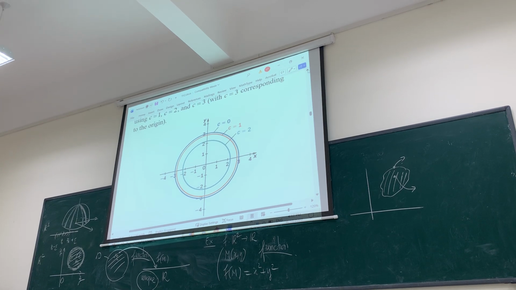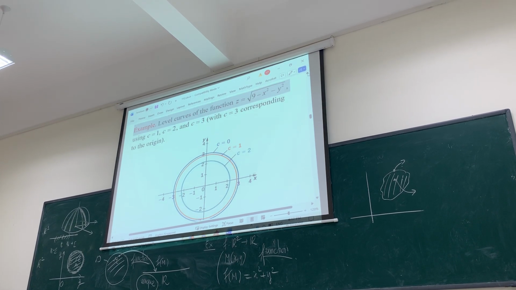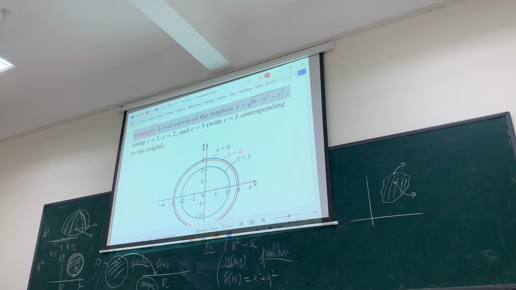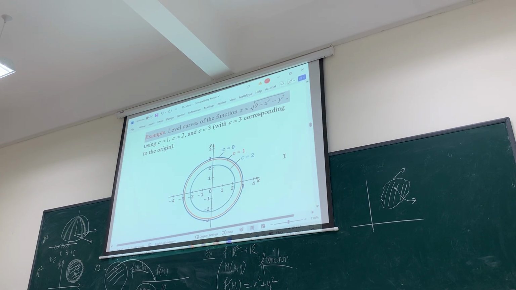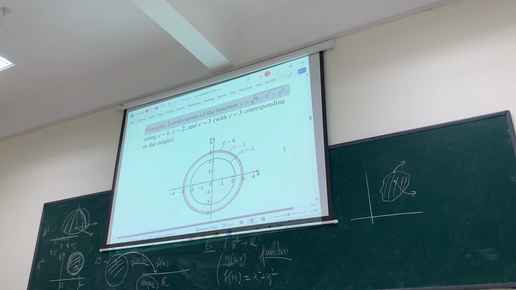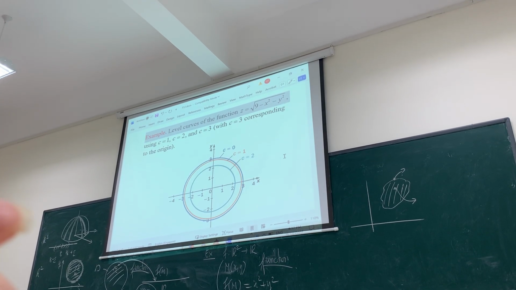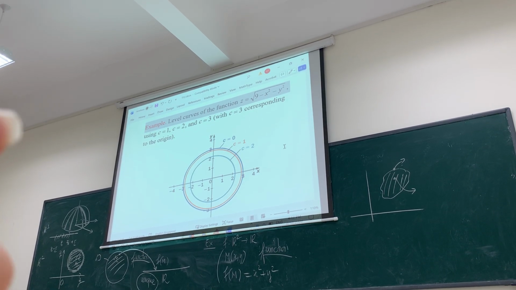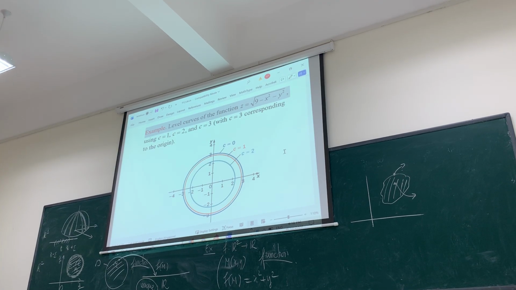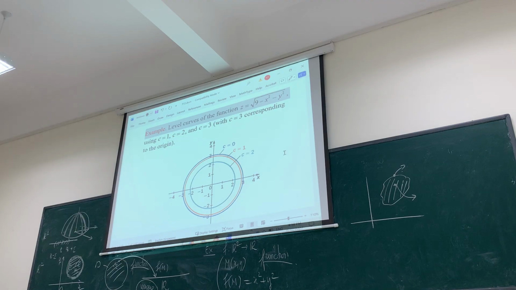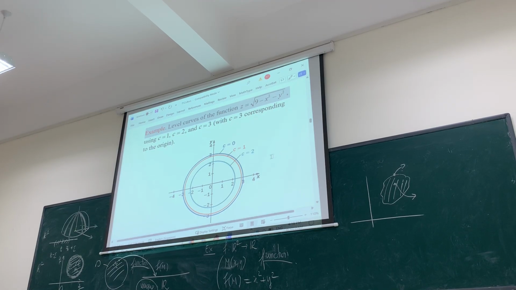The level curve. Okay, I think you can draw the level curve for c equals 0 and c equals 3. I think that is enough. Ở đây mình có nhiều cái c, các bạn có thể chỉ cần lấy c bằng 0 với c bằng 3 thôi nhé. Được không nhỉ? Cho nó dễ viết. Tùy các bạn.